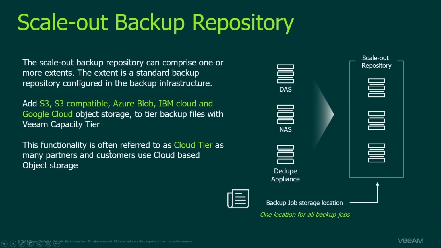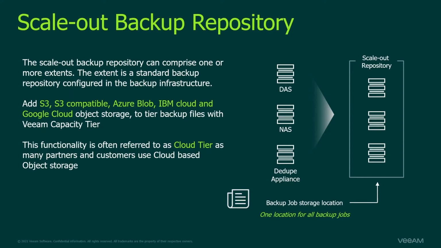So, our scale-out backup repository is a backup repository that can comprise one or more extents. An extent is a standard backup repository configured in your backup infrastructure. So you can add direct attached storage repository based on Windows or Linux, or network attached storage repository based on SMB and NFS, or you can add a DDoS device as an extent to a scale-out backup repository. You can add as many as you want, and this way you have one location for all backup jobs and one backup job storage location.